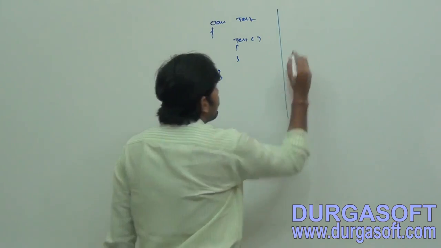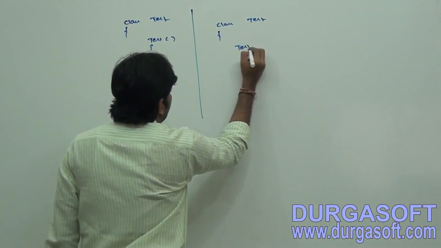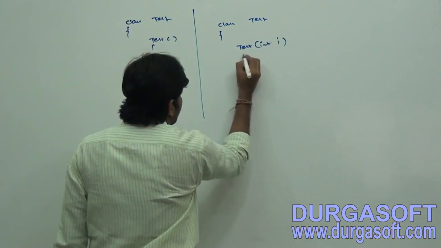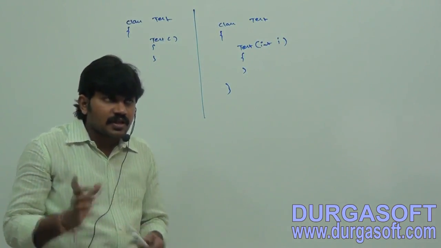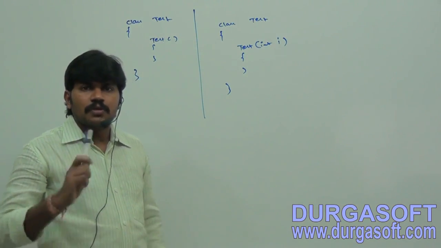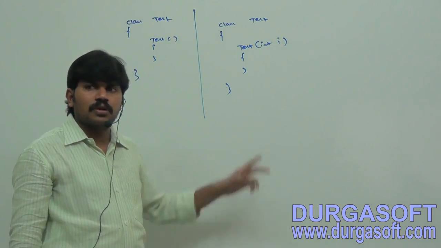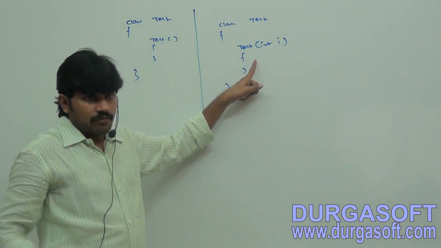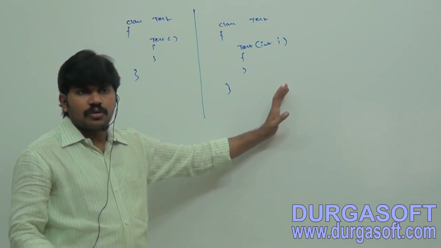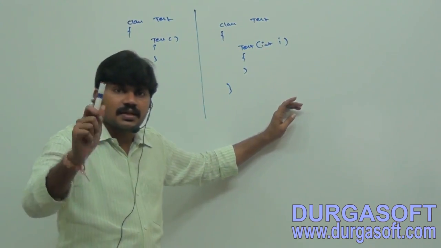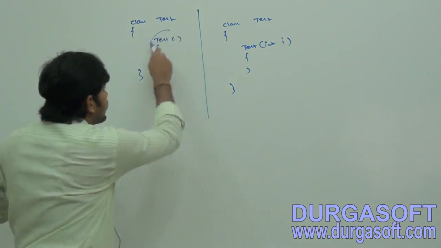Suppose I am writing class Test with a constructor Test(int i). Can you tell if the compiler will generate a default constructor? No, because whenever we write like this, the compiler feels that the programmer is already aware of the constructor concept, so why should I generate a default constructor? It is not required. Make sure: if our class doesn't contain any constructor, then only the compiler will generate a default constructor.